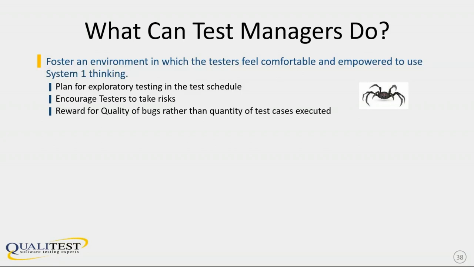And this is where the test managers come in. Test managers need to really watch how they make their estimates, make sure they allow time for the testers to use their system one thinking. They need to plan time in the test schedule for exploratory tests. They need to encourage testers to take risks. You know, it's okay to find a bug that's not a bug. You need to encourage testers to do that, to try different things, to try things they might not necessarily try.